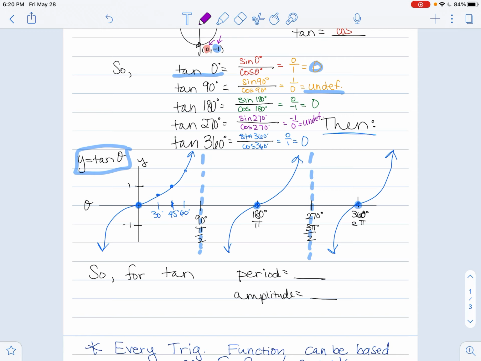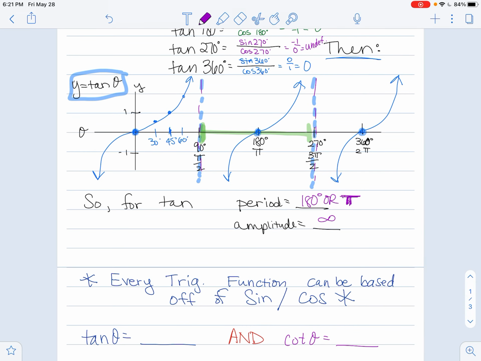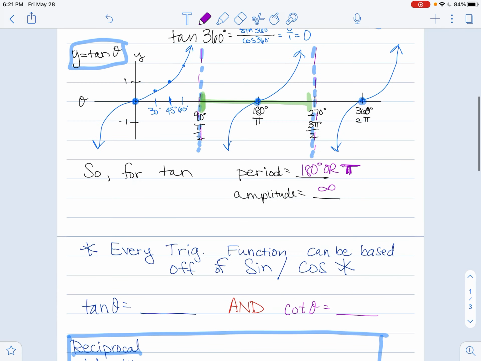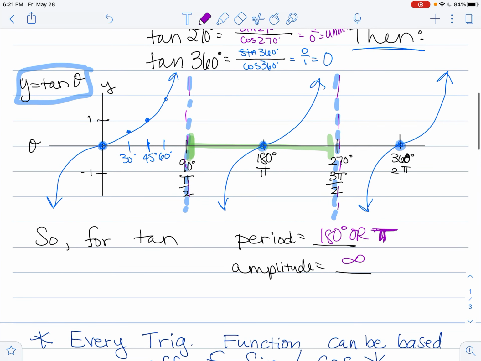So for tangent, the period, instead of being 2 pi like sine or cosine, is actually, let's say one increment, from 90 to 270 degrees. That's a total of 180 degrees, or you can call that pi. So it has a different period than sine and cosine, and the amplitude is infinite because it keeps going. But it does have this interesting thing: it has asymptotes every 180 degrees as well, basically wherever cosine was 0. Okay, so there's our tangent function. Go ahead and copy that down.